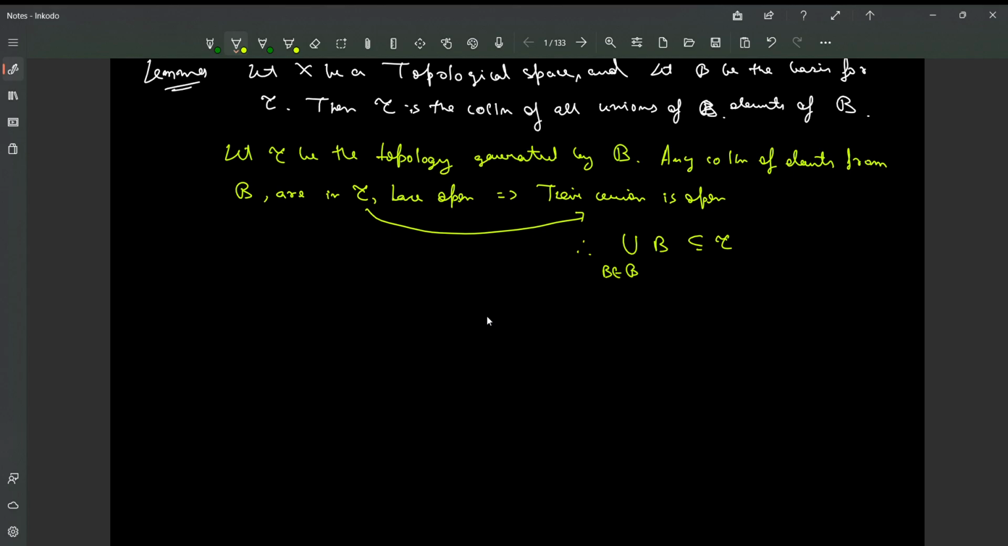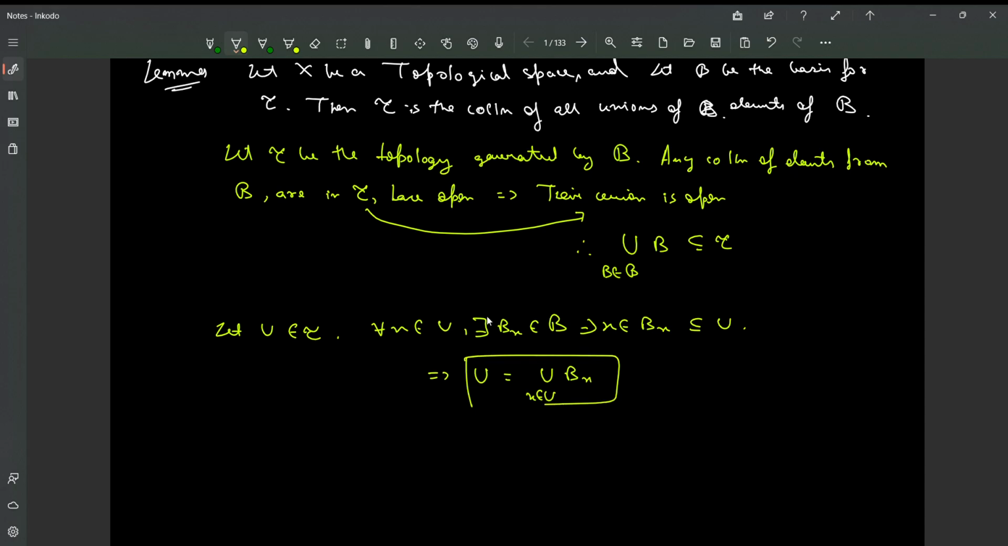And that's also quite easy, because let us choose an element from tau. So let U be in tau. Then for all x in U, there exists a basis element Bx, which is B depending on x, such that x is in Bx and Bx is contained in U. So that implies U is nothing but the union of all these basis elements, x ranging over all the elements in U, right?